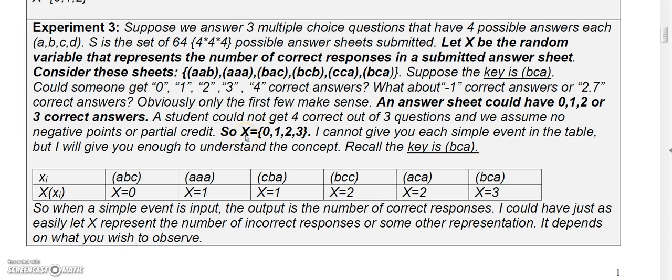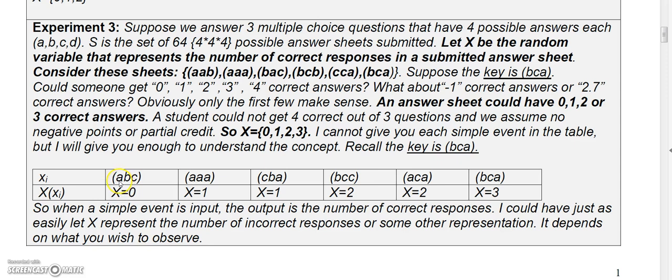X, the random variable X, could represent the numbers 0, 1, 2, and 3, and those are the output values. The input values would be all the possible answer sheets you could turn in. I've listed 6 answer sheets here that you could turn in, and as I said, they're not the same as these up here.